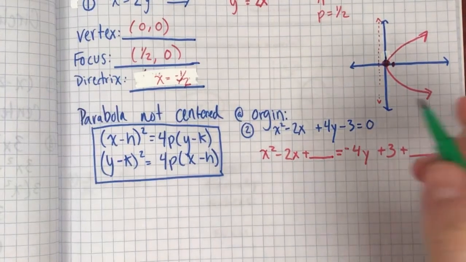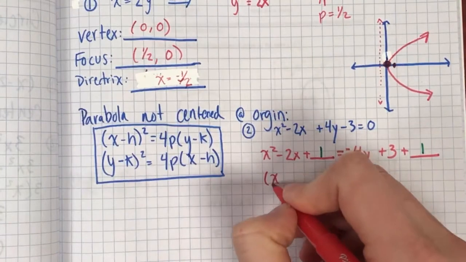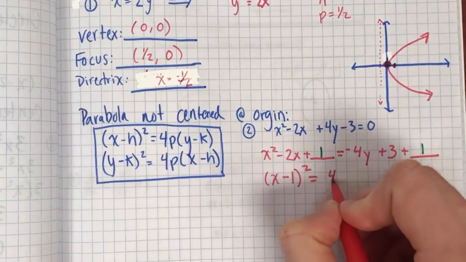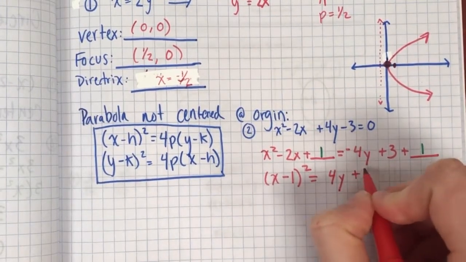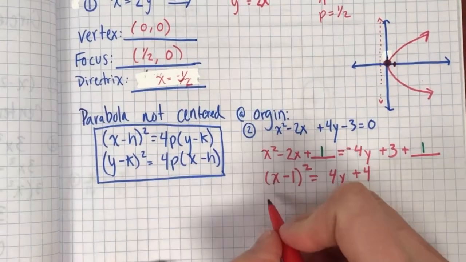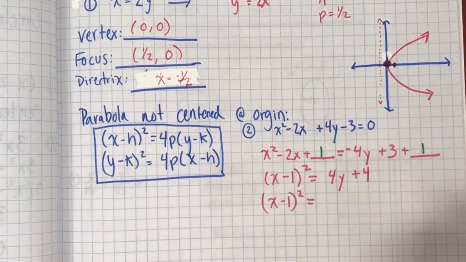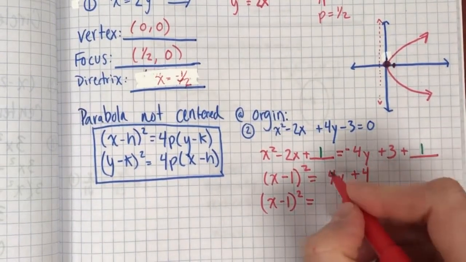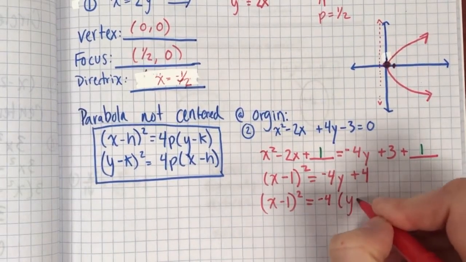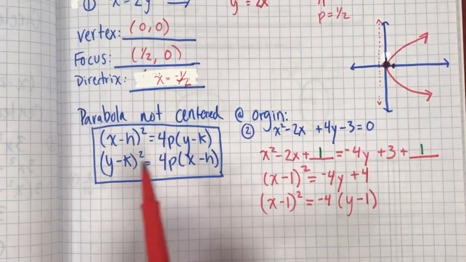All right, half of -2 is -1. -1 squared is 1. So my new equation becomes x minus 1 squared equals 4y plus 4. Now it's still not in this same format, so we've got to kind of change how the right-hand side looks. We're going to take out a GCF of -4, and then we'll have y minus 1. Now this looks how our parabola should look.